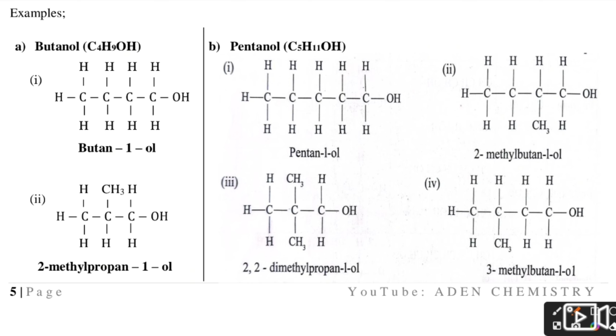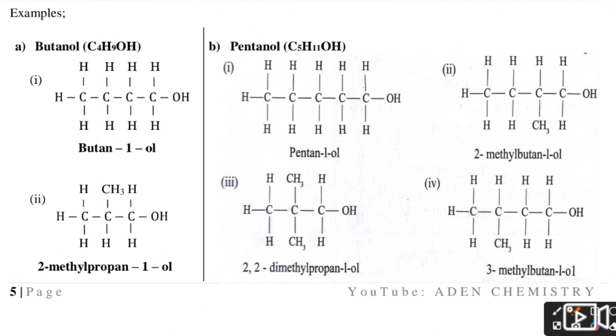So the molecular formula for butanol is C4H9OH when we show the functional group. If we don't show the functional group, it will be C4H10O. So the first one, we are going to have butan-1-ol, like that. The functional group is placed in carbon number 1. So the second, we are going to remove one carbon so that we remain with 3 carbon, 1, 2, 3. The functional group will still be placed in carbon number 1 like this.